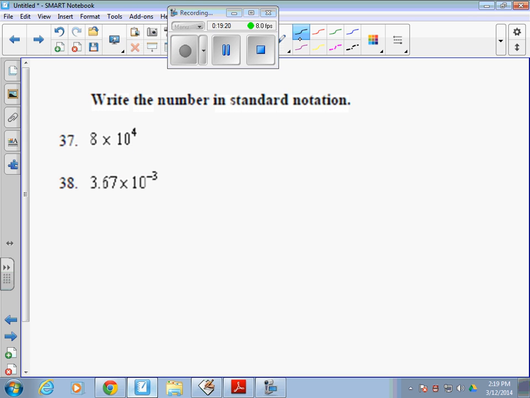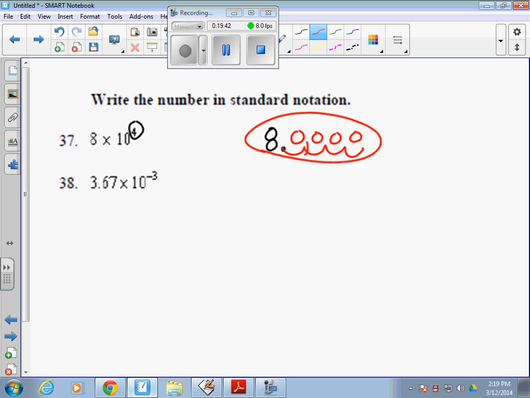That was from standard to scientific. This is from scientific to standard. This is a positive, so it's going to be a big number. This says 8. The decimal's not shown, so it's right there. In order to make a big number, you move to the right that many times that it says, 4 times. So 8 with 4 zeros filled in is going to be 80,000 for 37.